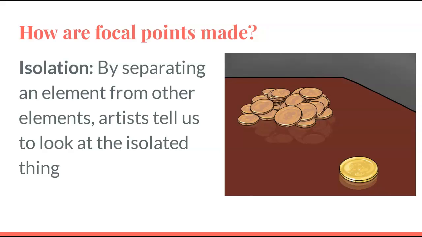There is also isolation. We create this focal point by separating elements from other elements. Artists are telling us to look at that isolated thing. Please pay attention to this thing that is separate. So in this image, we have a pile of coins, and then in the foreground, separate from the other coins, is another one. That shows the viewer that that isolated coin is our focal point, and that is what we should be paying attention to.